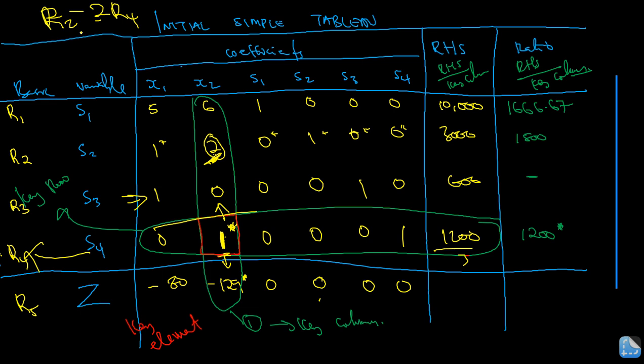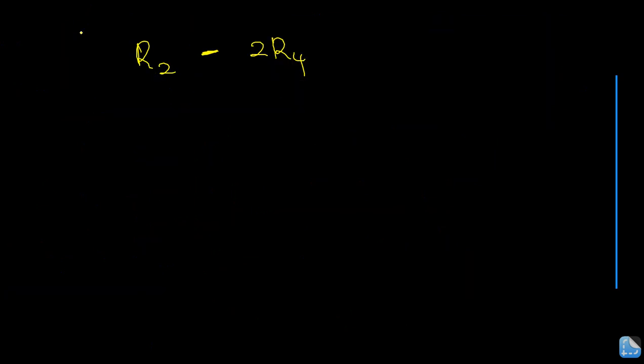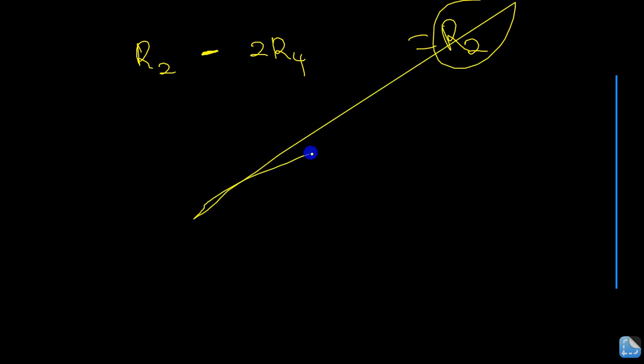Okay. So this is how we are going to make that element in row 2 become a 0. Now, what about the row 1?